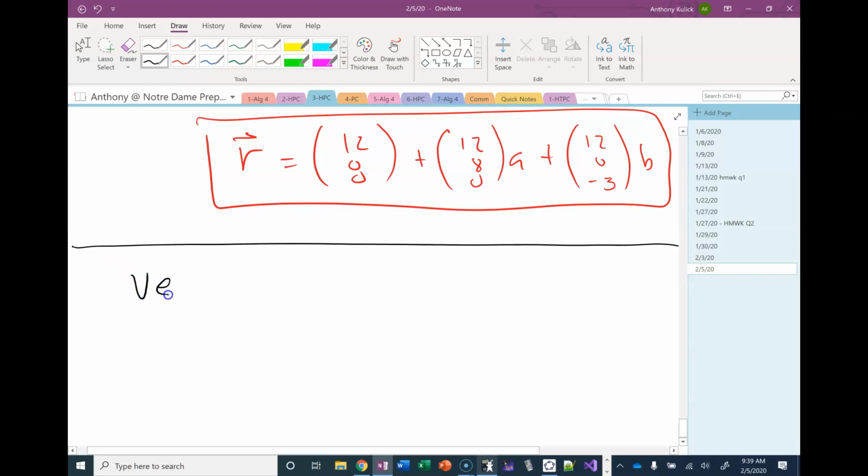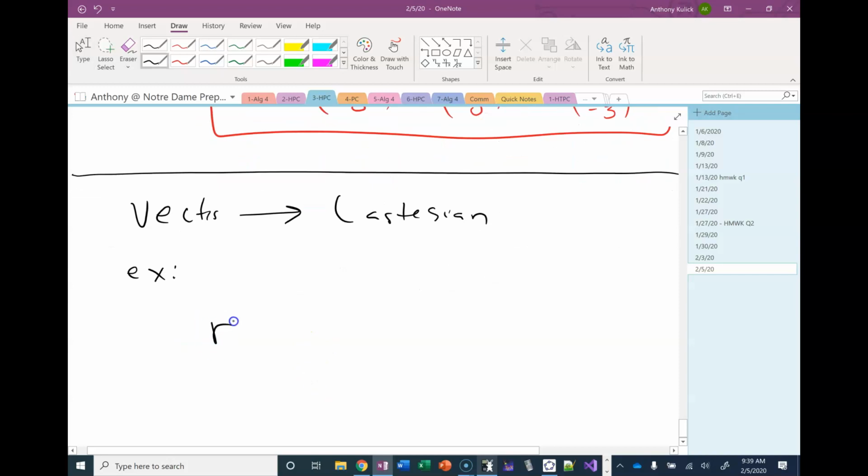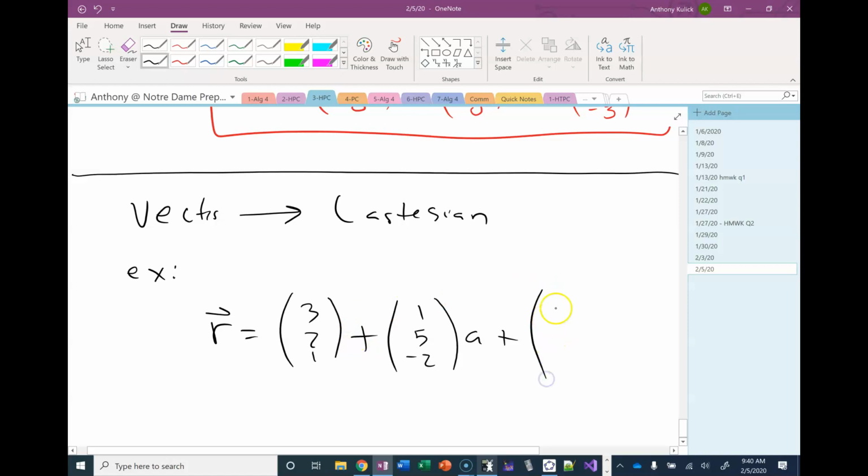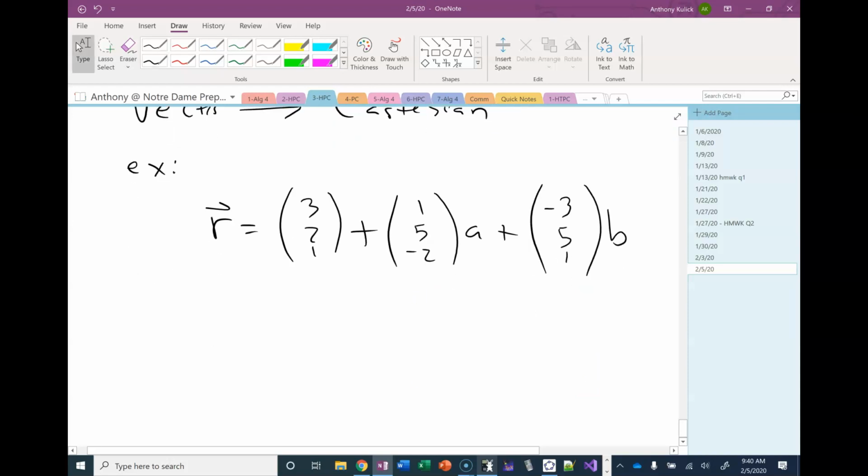All right. So let's now talk about going from vector to Cartesian. This is the way that's a little bit more involved. But I'm going to start this process just like I started the previous one. So I'm going to start by generating 3 points that lie on the plane.